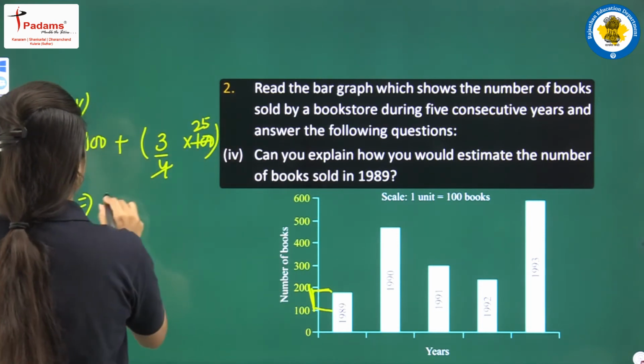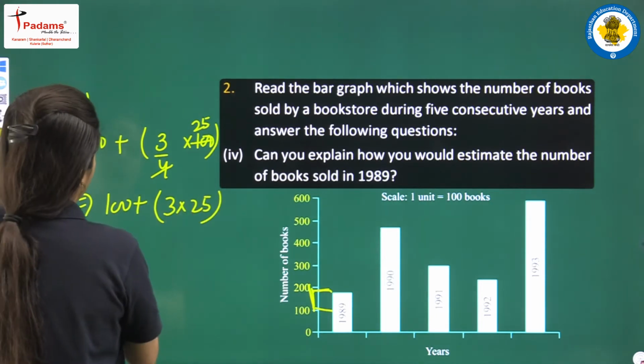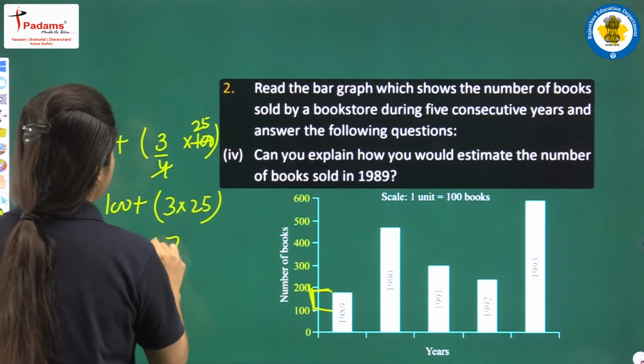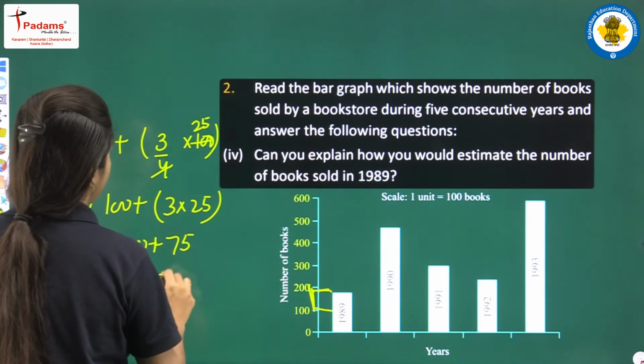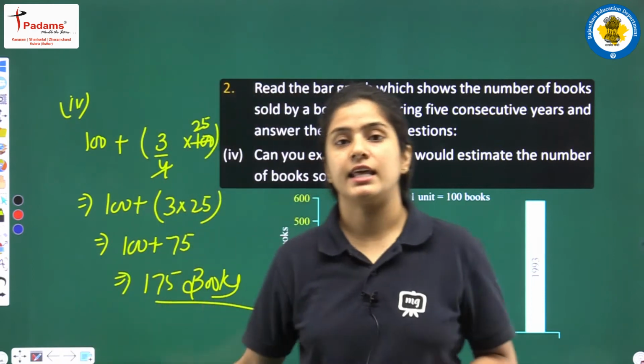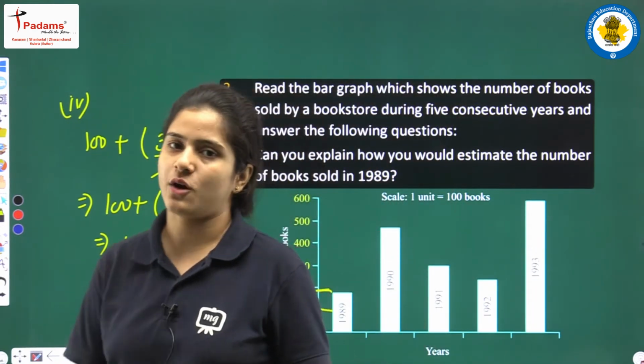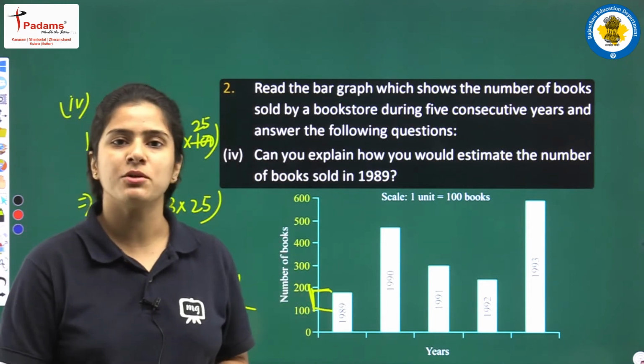Now students, 100 plus 3 into 25, 100 plus 75, it is equal to 175 books. Alright students, so in this way we can easily estimate the books sold in the year 1989. Alright students, so this was all about your second question.